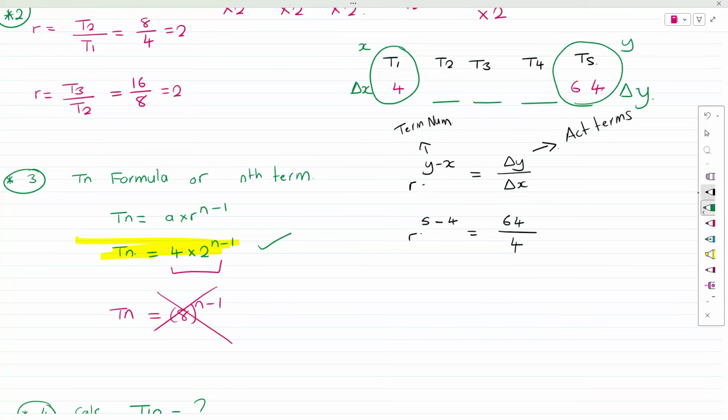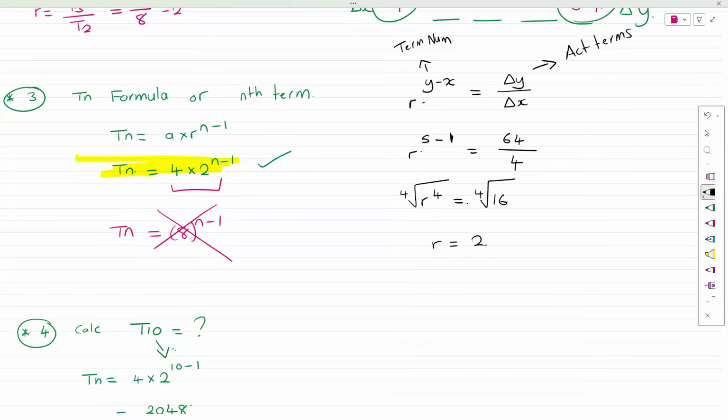And now we can solve quite easily. This is r to the power, oh, why did I put 4 here? This is 1 actually. Sorry guys, 5 minus 1. So this is r^4 equals 64 divided by 4, which is 16. When I root by 4 to solve, I get r equals 2. Now guys, we just solved this without simultaneous very, very simply.